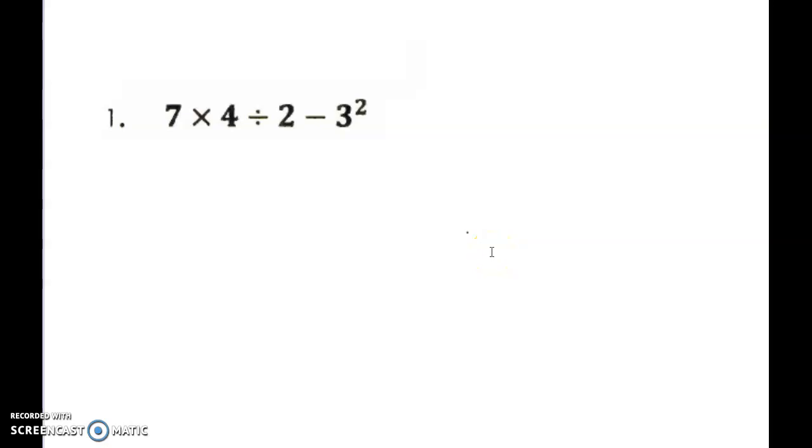Alright guys, so I'm here to help you with the order of operations homework. I'm only going to work out 2 or 3 of these. But something to remember on all of these is PEMDAS, right?